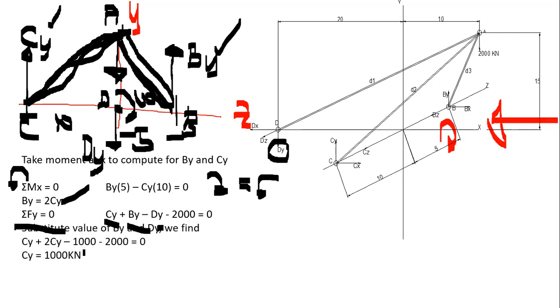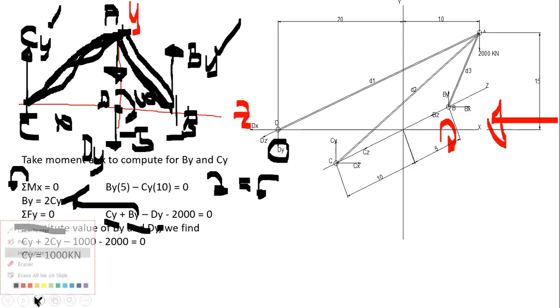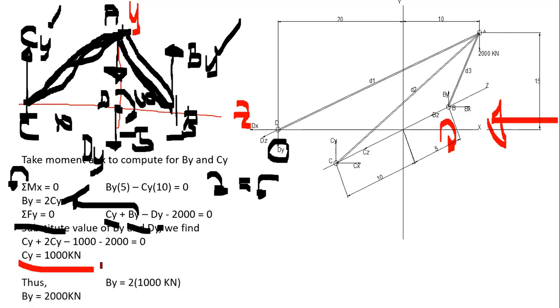Since DY is calculated before, which is negative 1,000, we can calculate as well CY. Kasi nga BY is equal to 2CY. So in other words, makakalculate na natin yung CY, which is equal to 1,000 kilonewton. So, ano nang mga na-calculate natin? CY, we can have BY also. Kung ang CY is 1,000, BY is equal to 2,000.